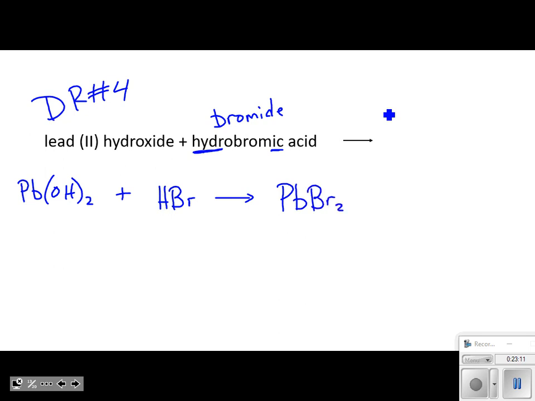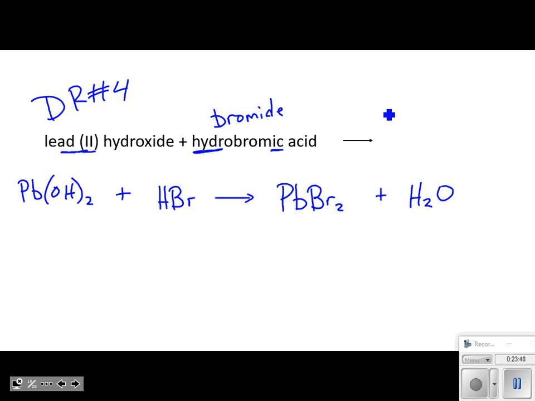And this is a very important point here, folks. If I have lead 2 in my reactants, I should have lead 2 in my products also. I don't switch it over to lead 4, is what I mean. Okay? If I have lead 2, keep it at lead 2. So this is lead 2 bromide, and my other product's going to be H2O. Don't need to check my solubility chart. I already know that this reaction is going to occur.